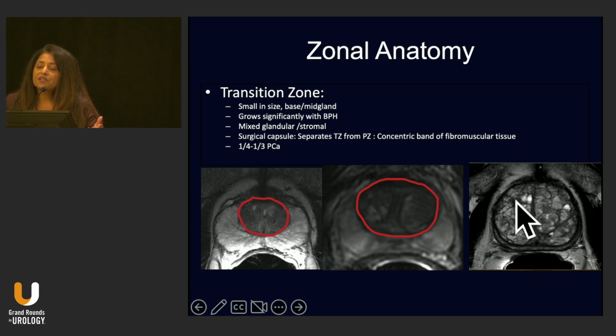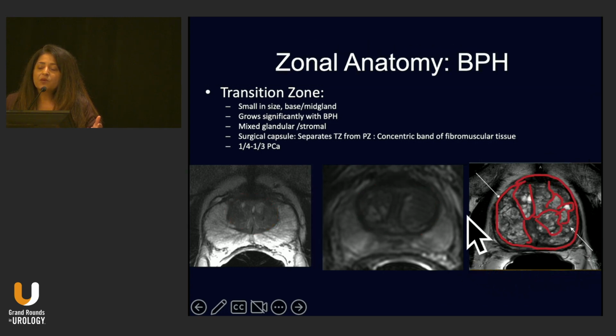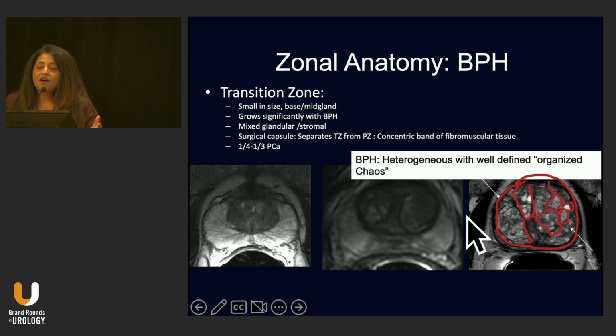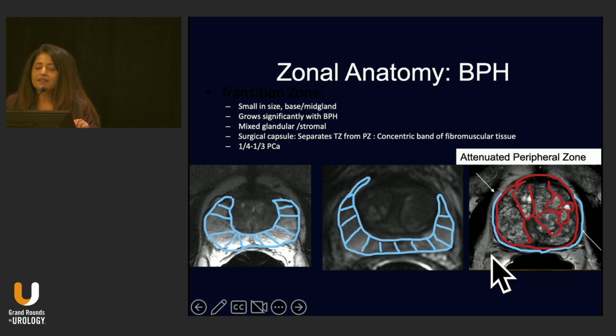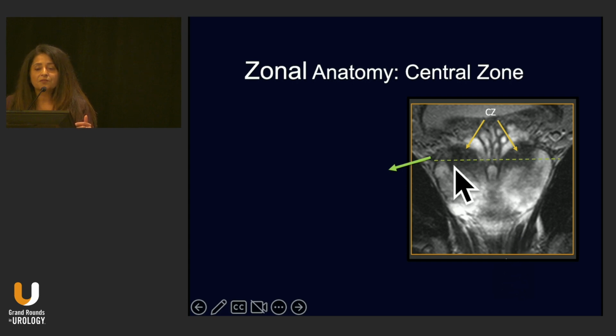There are multiple bright areas, dark areas, cystic glandular changes, stromal BPH, and what happens here is our peripheral zone gets completely attenuated. So this is what we call heterogeneous, with well-defined organized chaos, you can say, because I will show you how we can organize it a little bit. It doesn't look very organized here, but you can follow these nodules. But the bigger problem is this peripheral zone. You can imagine a cancer here is going to be so against the gland that it's going to be hard to see on a T2.